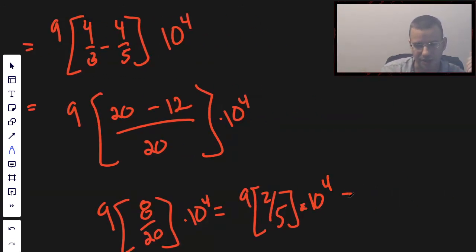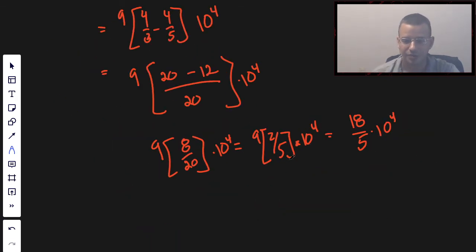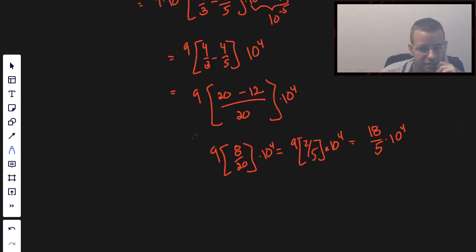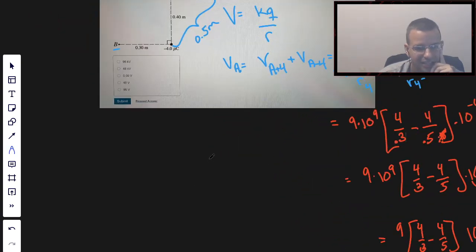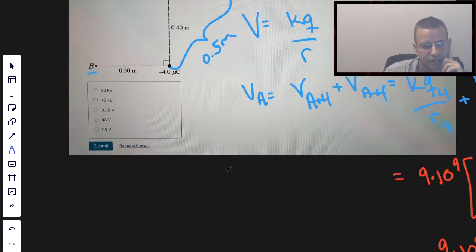I know, lots of math, and I'm sorry. Which is the same as 18 over 5 times 10 to the 4th. Okay, and I don't care about what that value actually is. All right, we'll get to it. So that is the voltage at A.